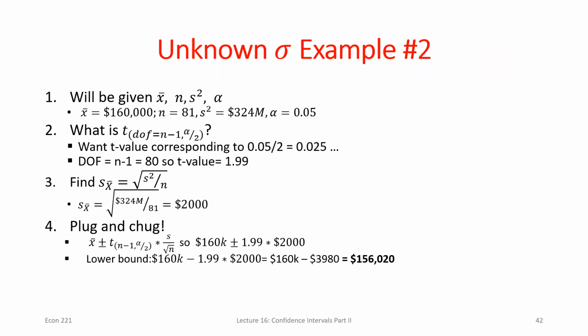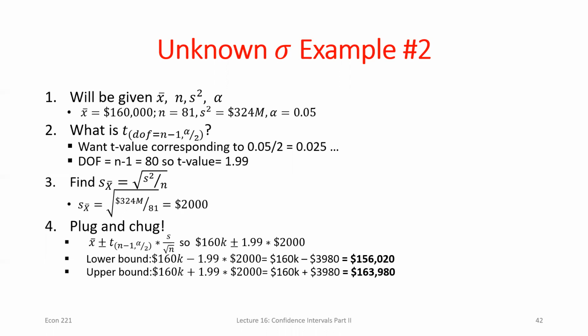But if I go ahead and figure out what this upper and lower bound are, I get 156 to about 164,000, right? So I can do the erasers over here. So I've got 156 to 164,000.